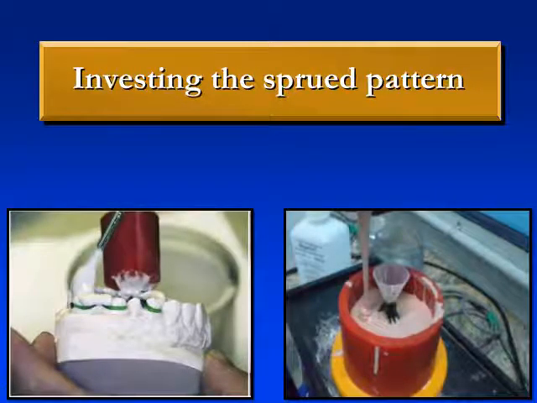When we invest the sprued pattern, as we saw in these two figures, the wax pattern has been sprued. The crucible former in the left figure is red in color. In this case, we first applied investment material to all critical portions of the wax pattern. After that, we totally invest the wax pattern with the investment material.